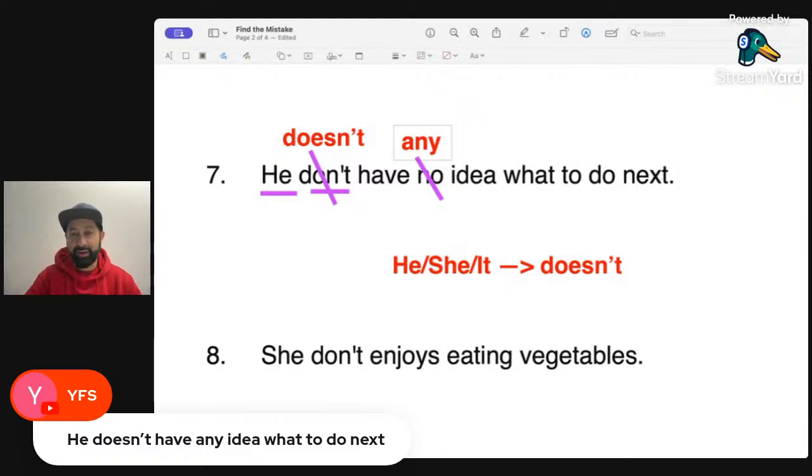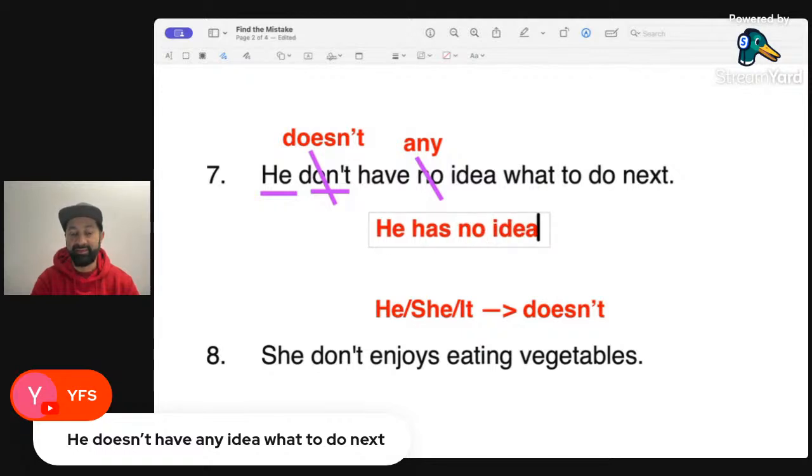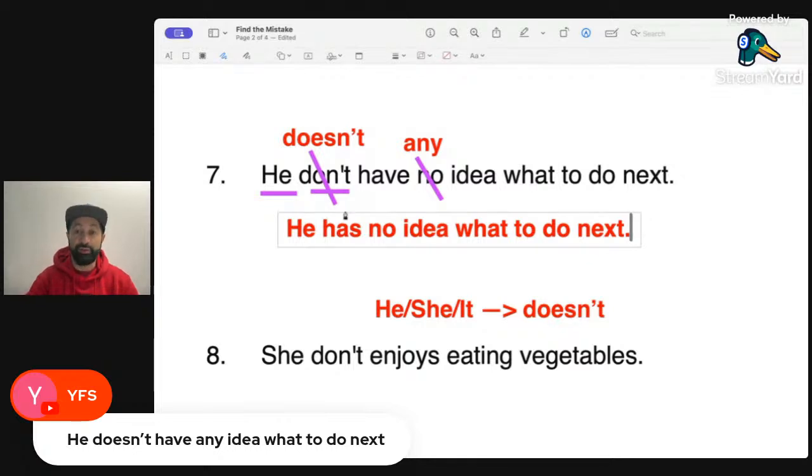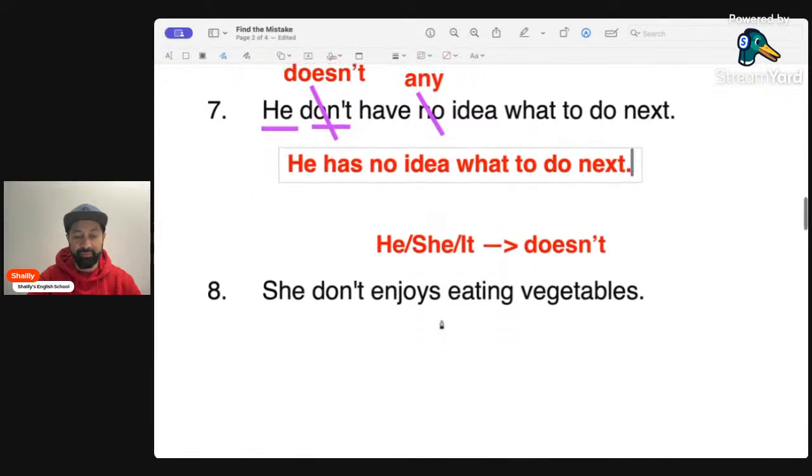Now, if you're taking a grammar test, this is the perfect answer. In spoken English, a lot of people will say, he has no idea what to do next. That would also be okay. Okay, perfect. Good job.